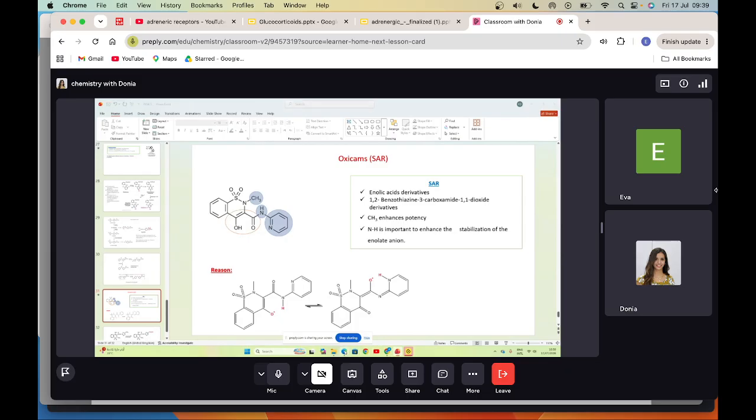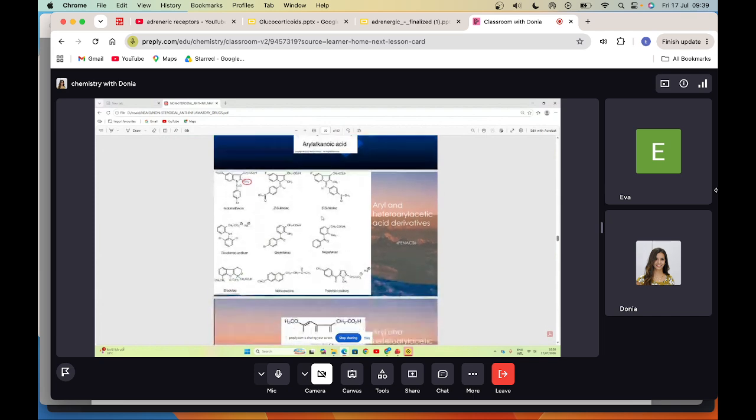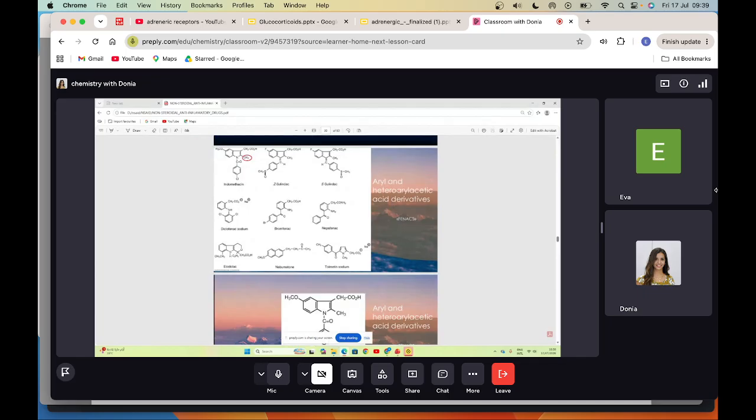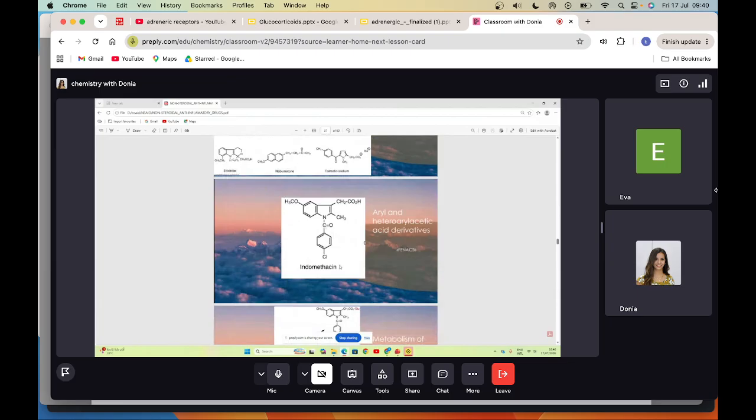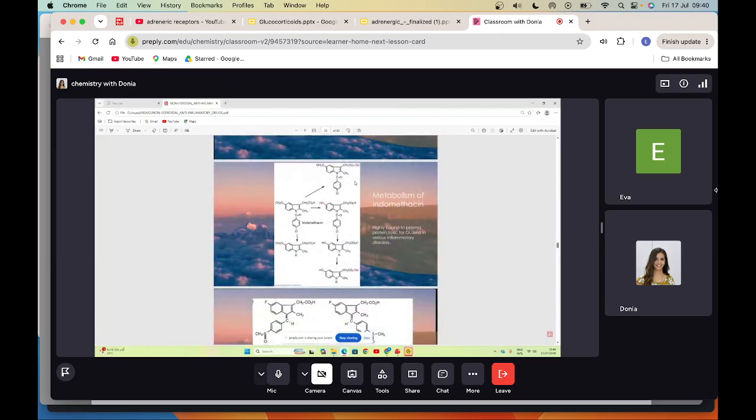So let's go back to your slides. Here we have the aryl or heteroaryl acetic acid derivatives. We have different examples here. Indomethacin is the first one. We already mentioned the metabolism, you don't need me to repeat it again, right? We said it's highly bound to plasma protein, causes GIT side effects, and is used in cases of inflammatory diseases.